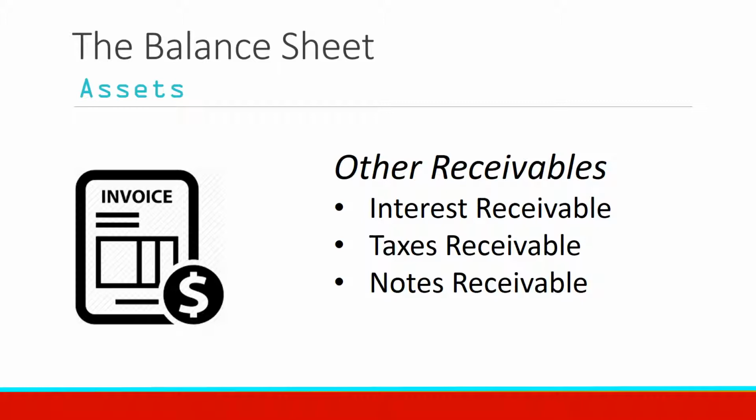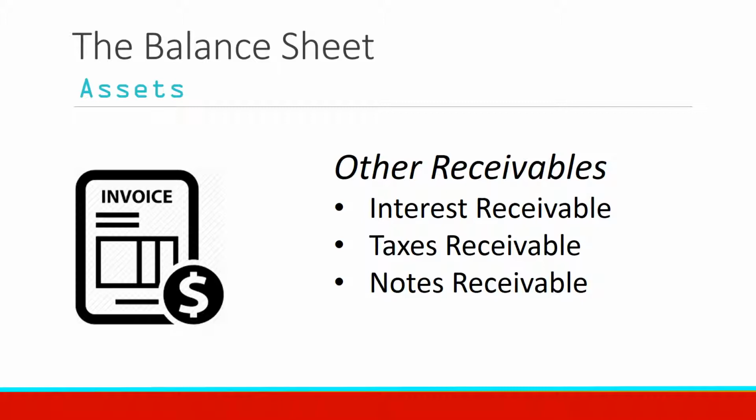So what are some other types of receivables that a firm might have? Three big categories are interest receivable, taxes receivable, and notes receivable. Interest receivable means that the firm is owed some interest. Taxes receivable means that the firm is expecting a refund of some taxes from a taxing authority.